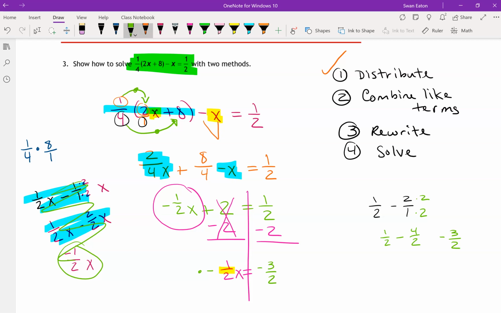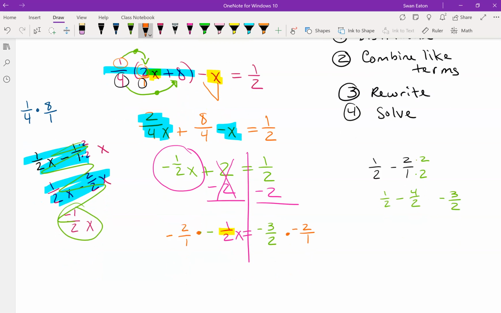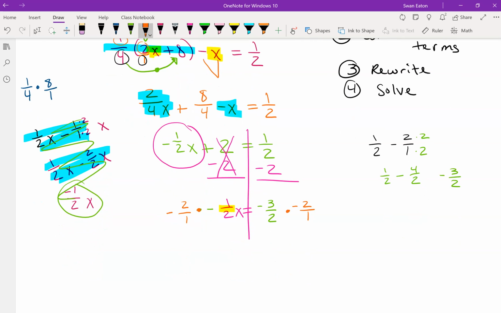Now I'm going to multiply by 2/1, and that's going to be a -2, and then I have to multiply over here by a -2/1. So when we do the math going across, -3 times a -2 is going to give me a +6, and then 2 times 1 is 2. So in the end, these cancel out. I'm left with x. X equals 3.